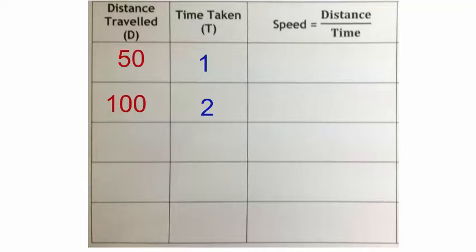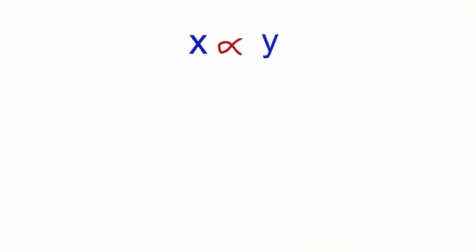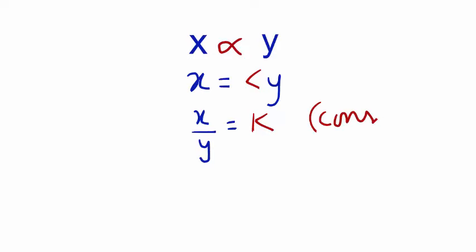What do you observe? Is distance by time, or speed, always constant? When distance increases, doesn't time also increase? Can we say that distance varies directly with time? When two quantities x and y are in direct variation, that is, x is directly proportional to y, we can say x is equal to some constant times y if we remove the proportional sign. That is, x upon y is equal to k, where k is the constant.